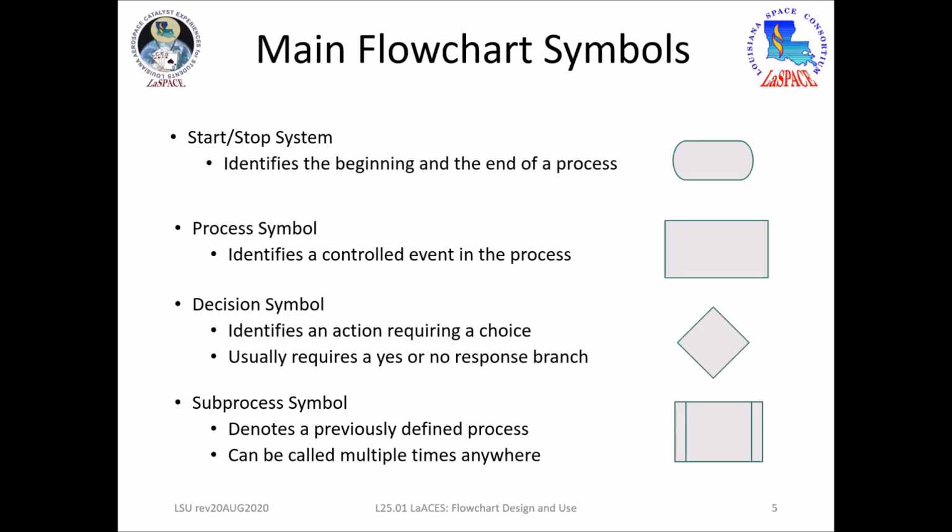The diamond is a decision. So you'll have a line coming in. If yes, do this. If no, do that. And then finally, the 4th one with the rectangle with the lines inside of it, that denotes a subprocess. So a subprocess breaks off into its own flow chart. So you exit out of your main, you do your subprocess flow, and then you'll exit back in when your subprocess is complete.